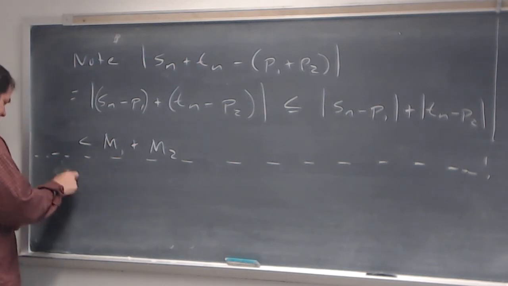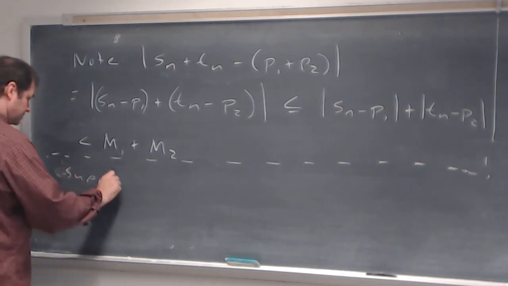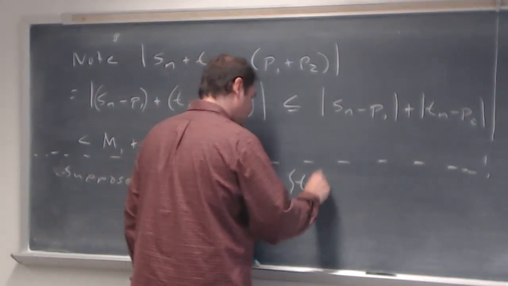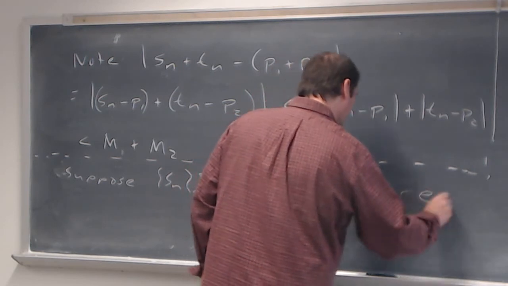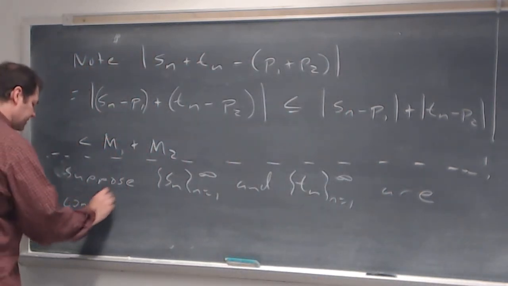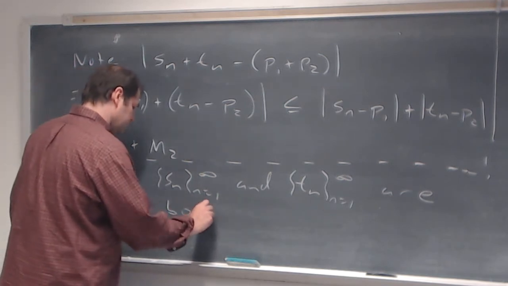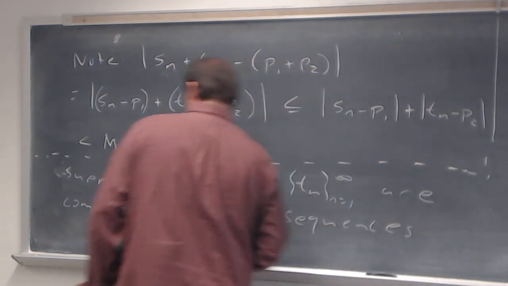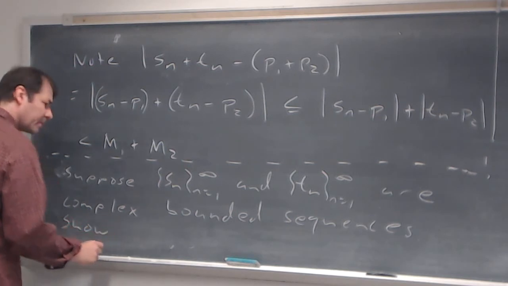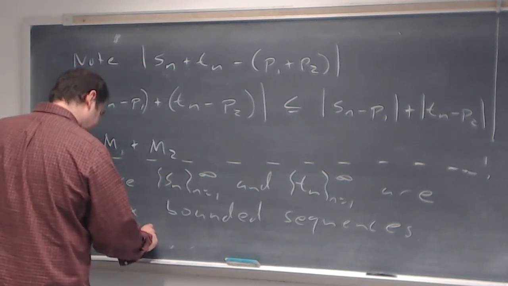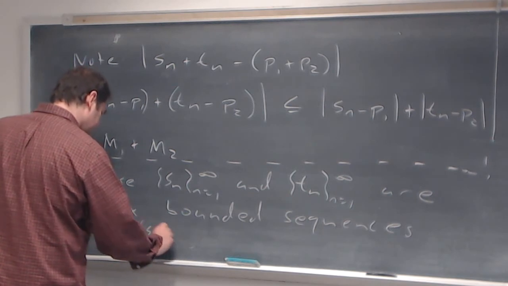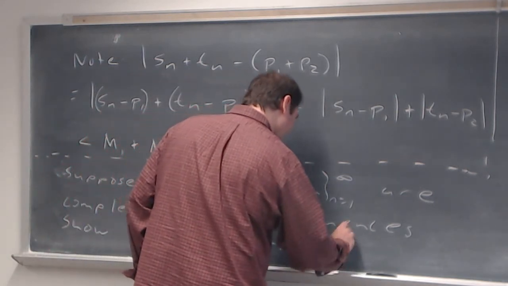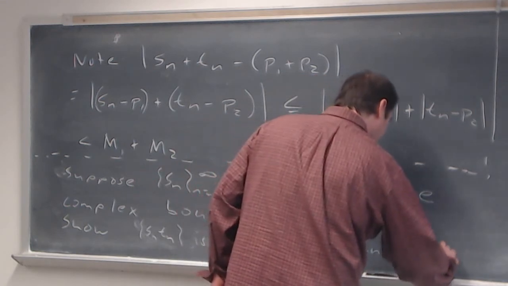So let's look at another problem. Let's say this. Suppose S sub n and T sub n are complex bounded sequences. Then S sub n times T sub n is a complex bounded sequence. So that's our homework problem.